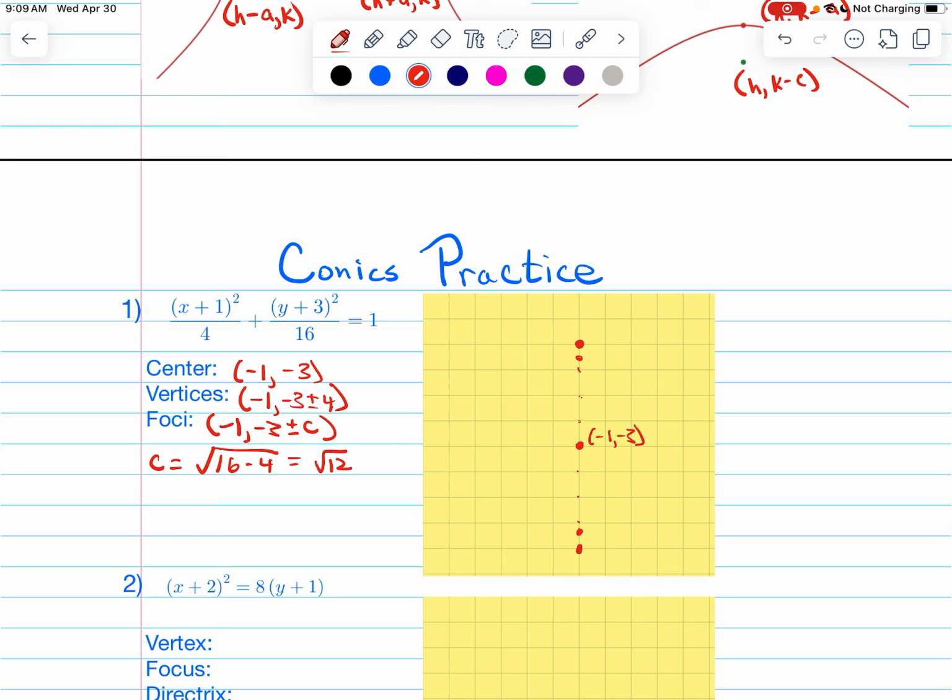Now, if you want to sketch this, you don't know how wide to make this thing. Well, you can look at this number right here, this 4. And the square root of that is how far you go to the left. So I go 1, 2, 1, 2. Okay, so my ellipse looks something like this. Not a very good one. Whoops. Let me see if I can do a better job there. Okay, something like that. There's your ellipse.